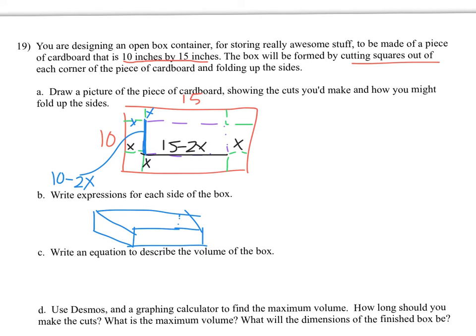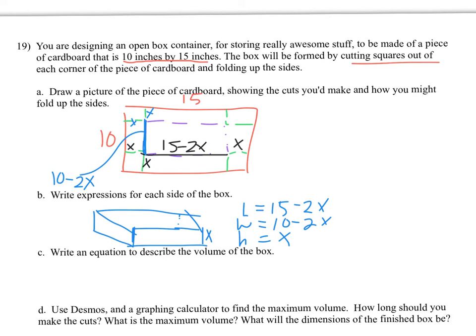So I might just arbitrarily say that the length is 15 minus 2x, the width is 10 minus 2x, and then the height, okay, well that looks like this. Oh, that's the folded up corner, so that's going to be x.